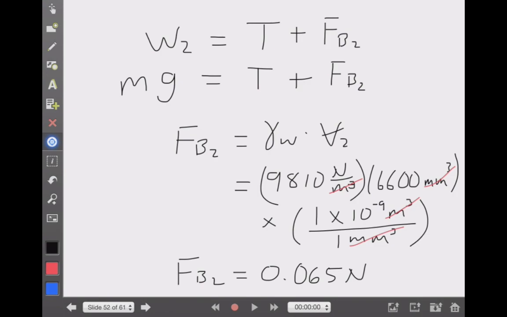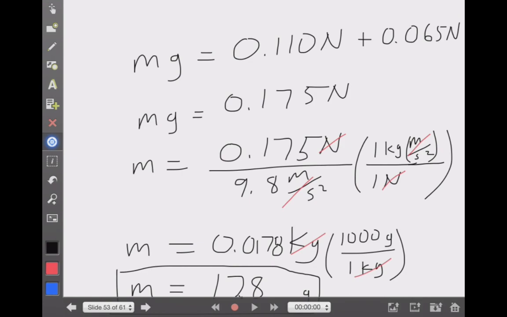So that's all I've got for this section. I hope this helps you understand the concept of buoyancy and how to use it in calculations of fluid statics.